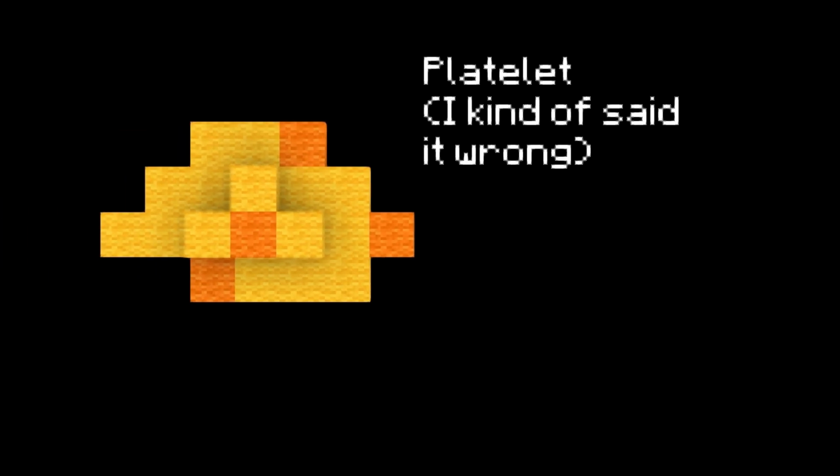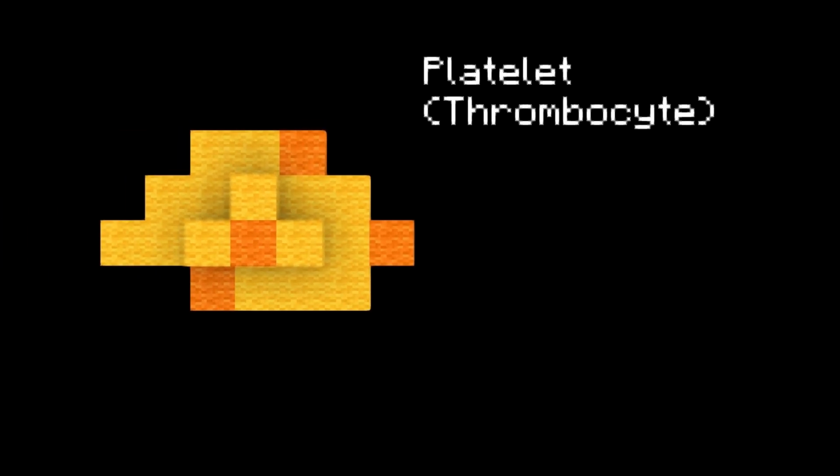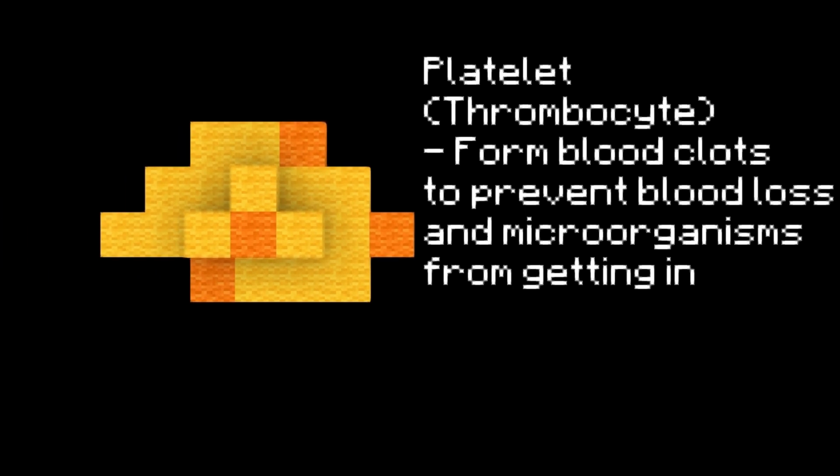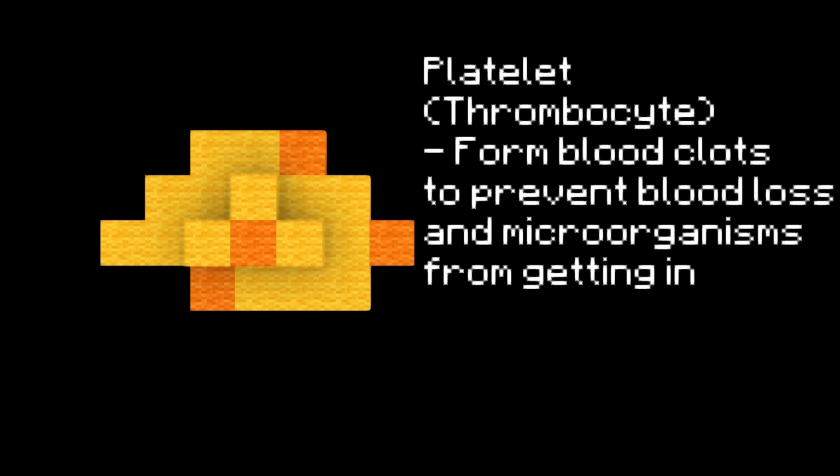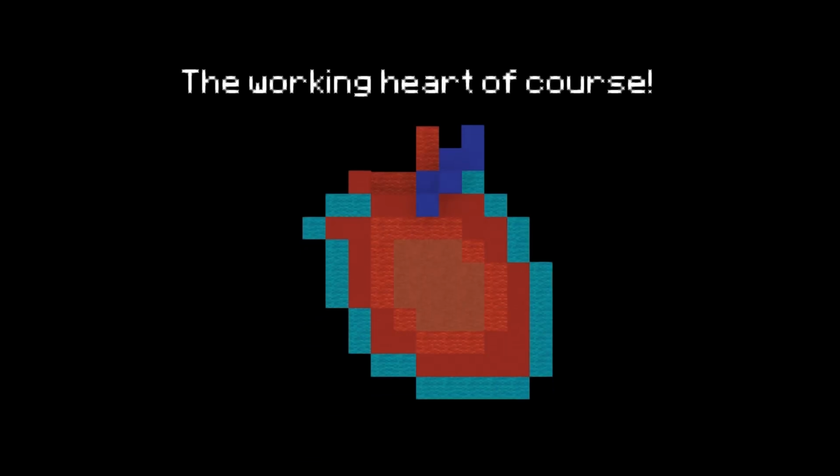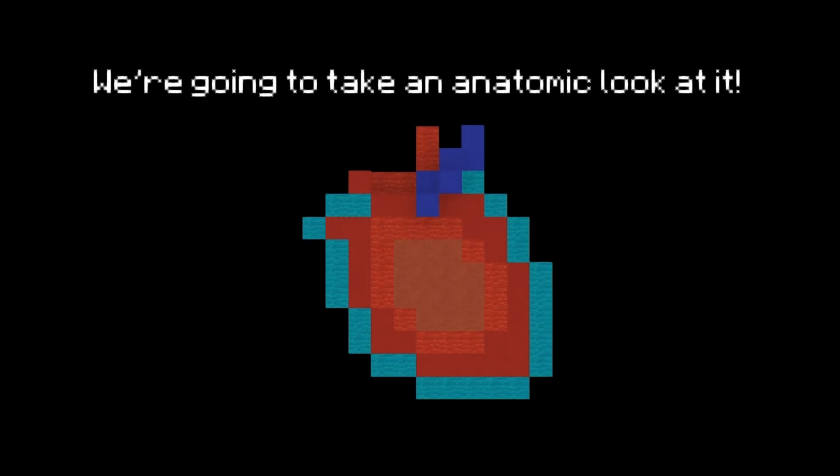And then there's platelets, aka thrombocytes. They are cells that form clots at wounds to prevent blood loss and microorganisms from entering the body. Until it is needed, it is stored in the spleen. So, how does the blood pump throughout the body? The working heart, of course, and we're going to take an anatomic look at it.